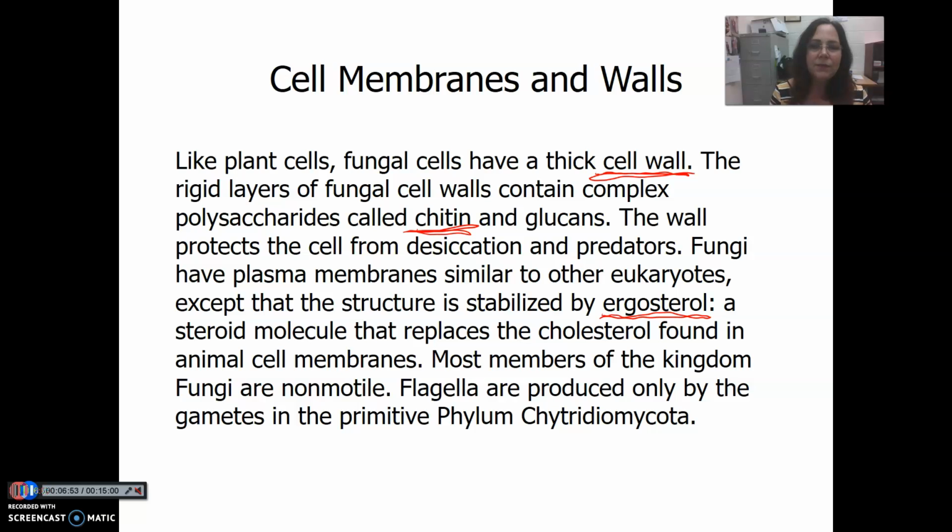Most members of the kingdom fungi are non-motile. The only time you see members of the kingdom fungi swimming or having a flagellum is usually the gametes. The sperm and the female gamete can have a flagellum. A lot of times the female and male gametes will have flagella, particularly in the phylum Chytridiomycota, which I normally shorten and call the chytrids.